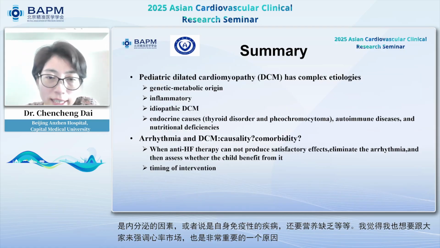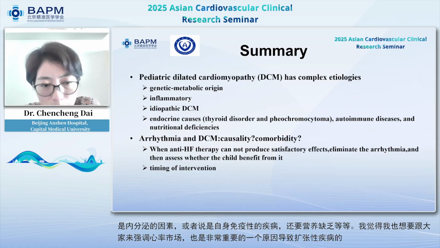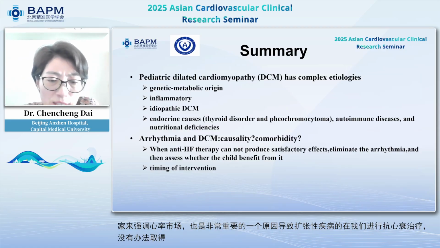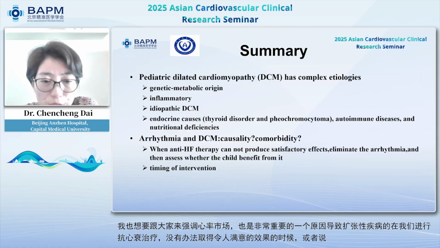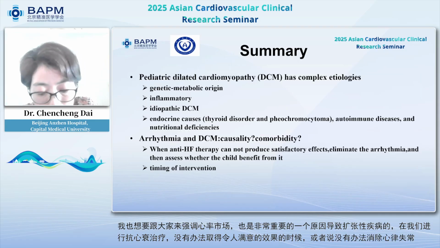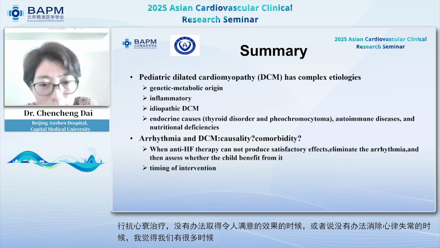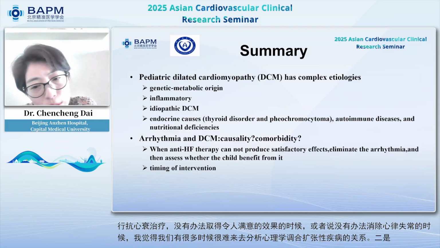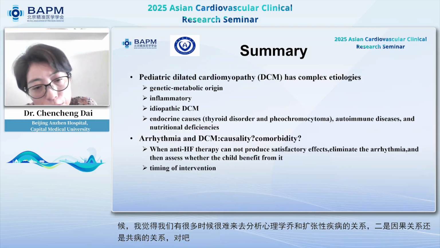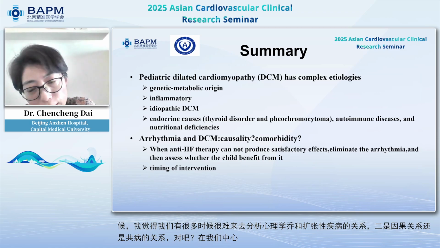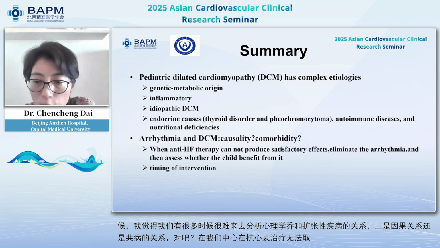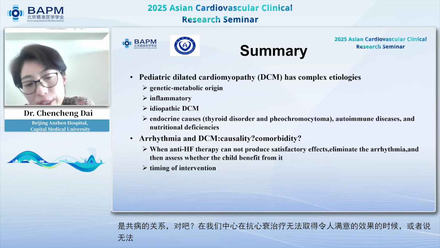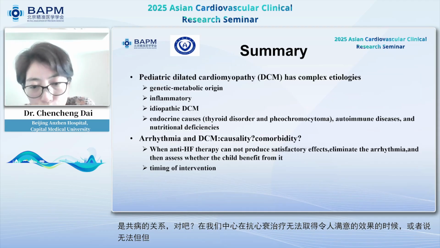When we encounter cases that have both arrhythmia and dilated cardiomyopathy, maybe it's hard for us to distinguish the relationship between them, causality or just comorbidity. In our center, when anti-heart failure therapy cannot produce satisfactory effects, eliminating the arrhythmia and then assessing whether the child will benefit from it is our choice.